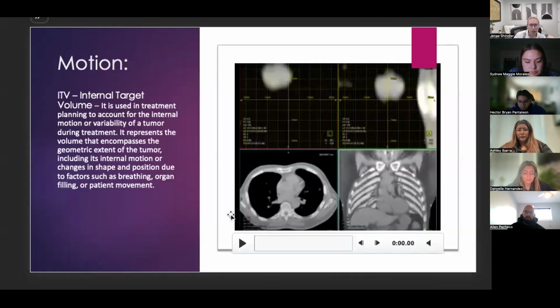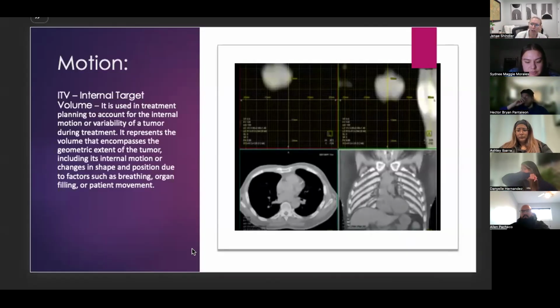Okay, motion during a lung tumor. Because we have motion inside of the body, we need to have an additional volume. That volume is called ITV. There's definitely on the exam, I want you to know what a PTV is, a GTV, a CTV, and an ITV. All those volumes should be very clear to you.